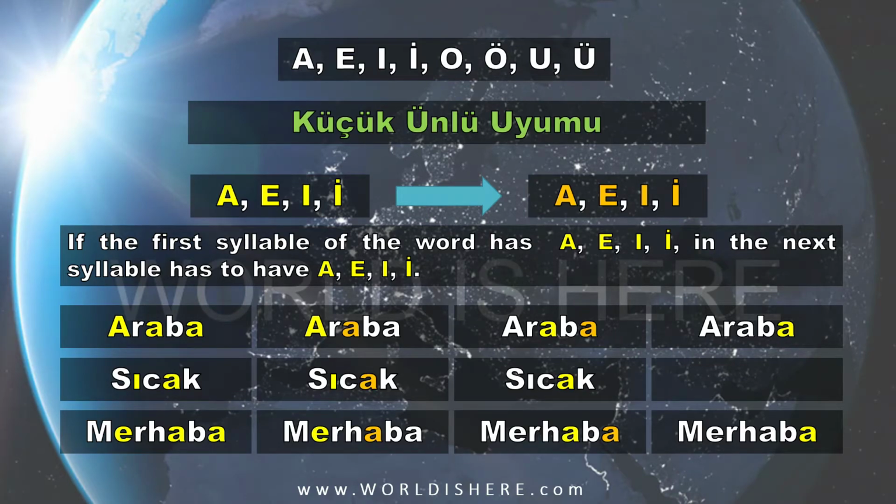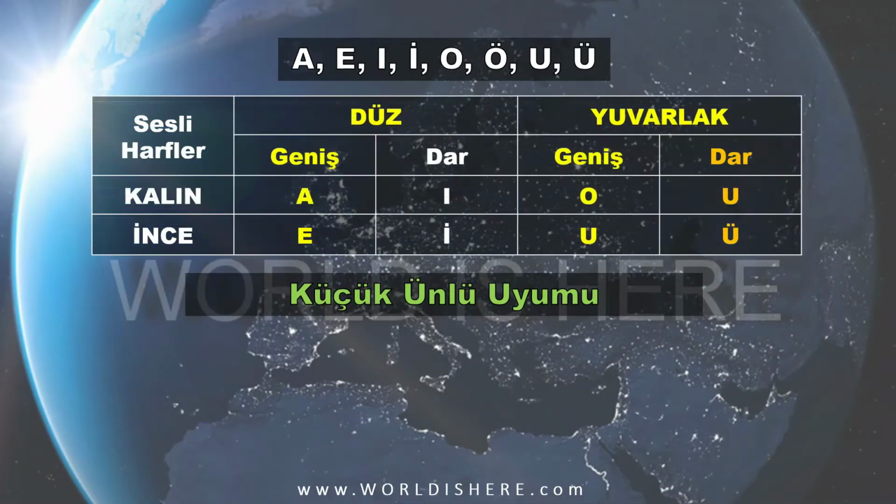But a and a. So here büyük ünlü uyumu is not working on the word merhaba. Do you understand? So because büyük ünlü uyumu, big harmony, is not working here, therefore I am not looking for küçük ünlü uyumu, small harmony. Understand? So it's important. First we are looking at büyük ünlü uyumu. If it's working, then we are looking for küçük ünlü uyumu. If büyük ünlü uyumu is not working, no need to look for küçük ünlü uyumu at all.